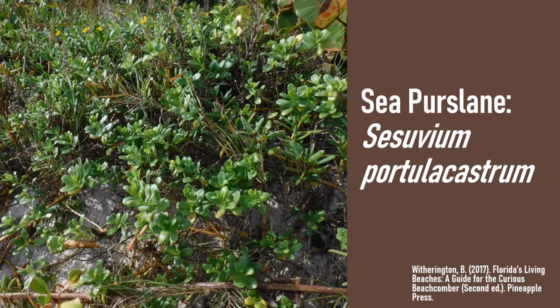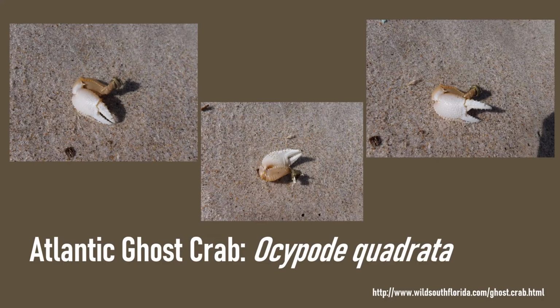Moving on to my animals for this ecosystem, first up I have the claw of an Atlantic ghost crab, or Ocypode quadrata. The scientific name Ocypode of this animal actually translates to fast feet, and these crabs can move very quickly in their sideways direction, and they can reach speeds of up to 10 miles per hour.